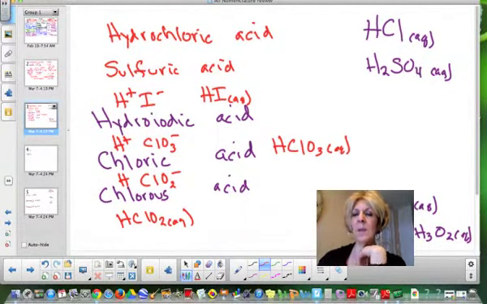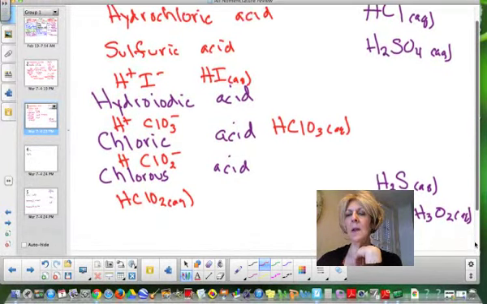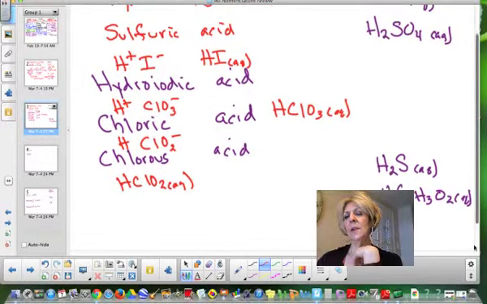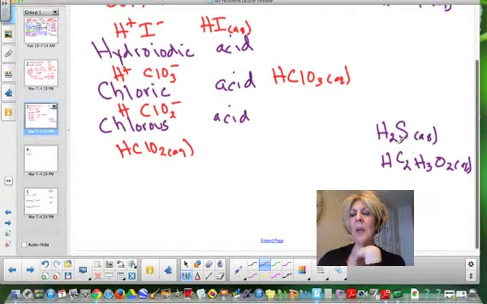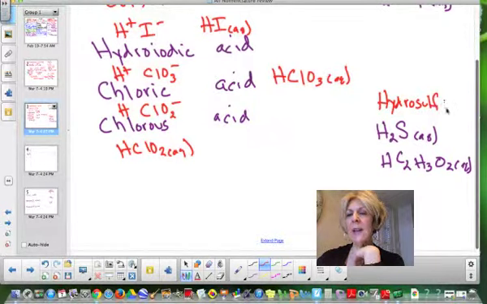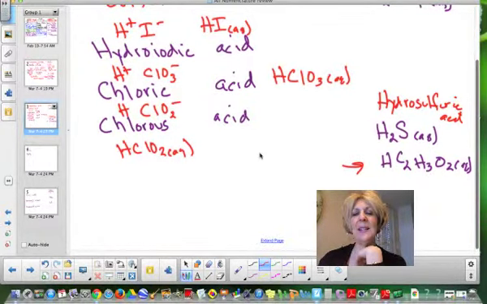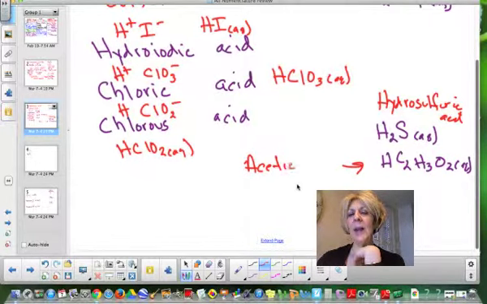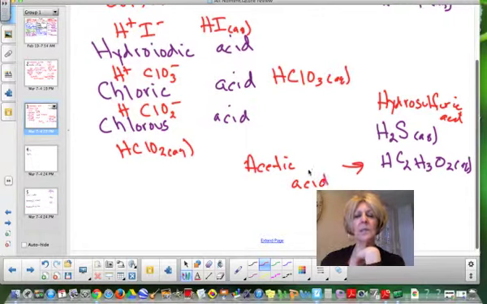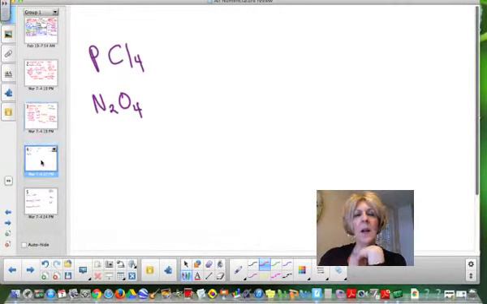This one is just a simple, let me roll this down just a little bit in case my picture is blocking this. H2S is going to be a binary acid, so this is going to be hydrosulfuric acid, and this one is an oxyacid. You should recognize this is acetate, so this is just acetic acid. Awesome.